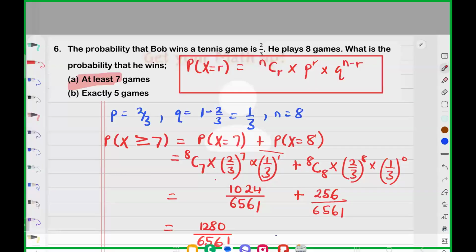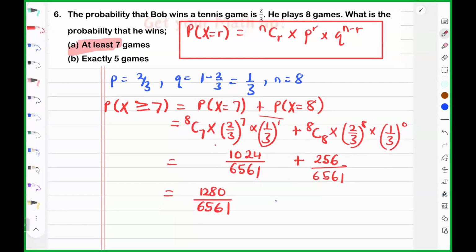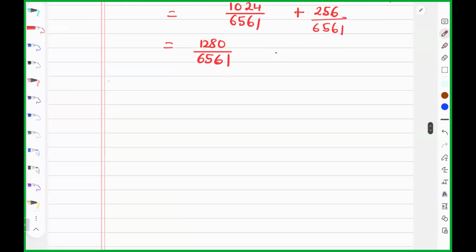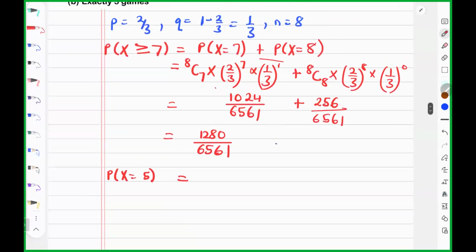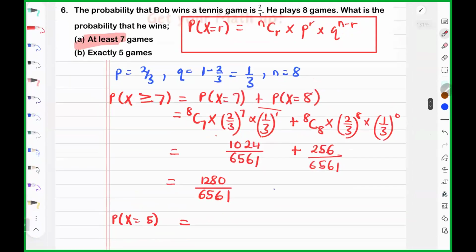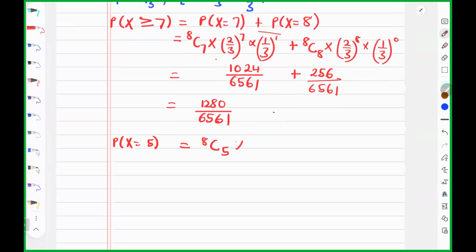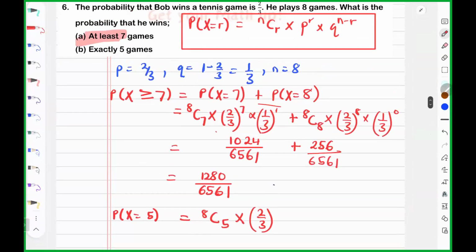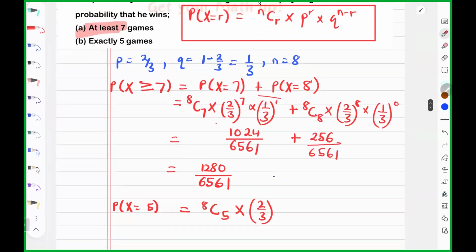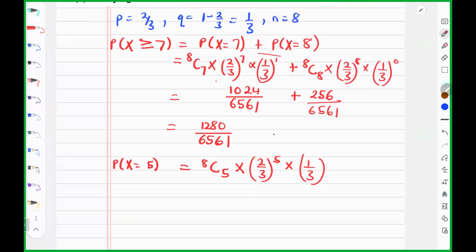Okay. Part B wanted us to find the probability that he wins exactly 5 games. So probability of X is equal to 5. We shall just use our formula for binomial distributions. We shall have 8 combination 5 times 2/3 power 5 times a third power 8 minus 5, which is equal to 3. So that gives us our answer as 1792 out of 6,561.